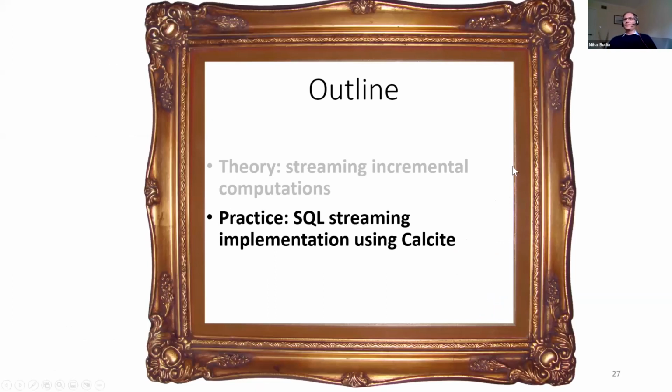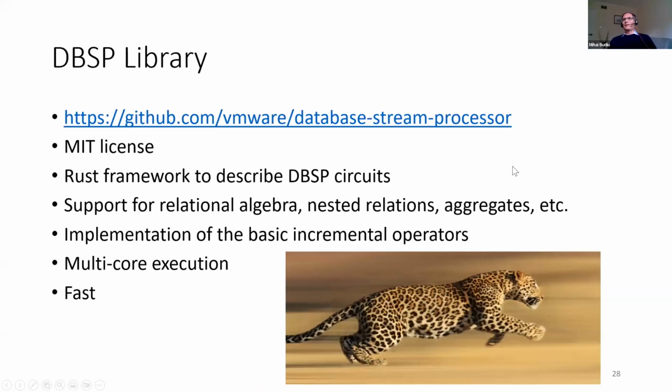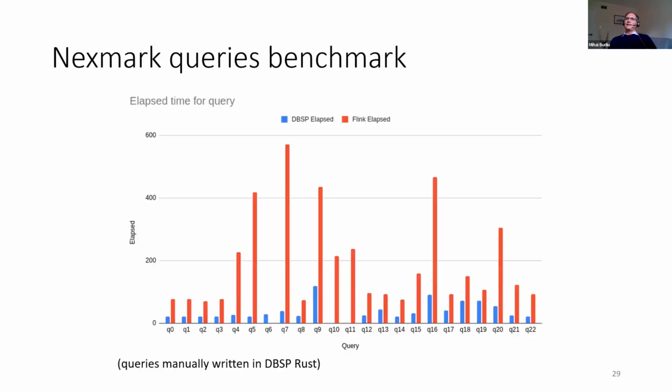So now what can we do with the theory? First of all, we built a library, which is called the DBSP library, which is open source with an MIT license. It's a Rust library, which supports everything you've seen so far. So you can build all these circuits, including recursive circuits, and it runs multi-core, and it's pretty fast. So we benchmarked it against Flink. We have written the queries by hand in Rust, so not using the compiler. I'll explain why in a minute. And we can beat Flink by a factor of 3 to 5. Smaller is better in this picture. Don't worry about it too much.